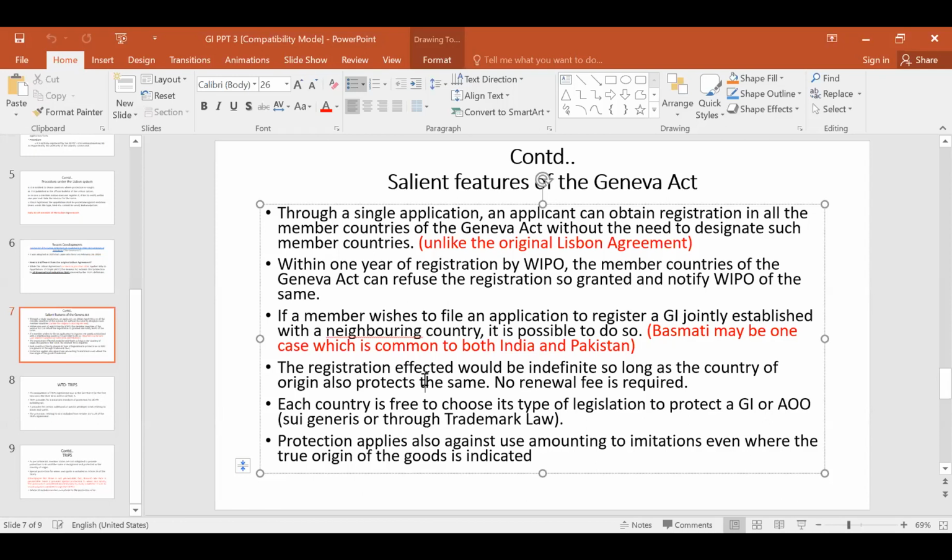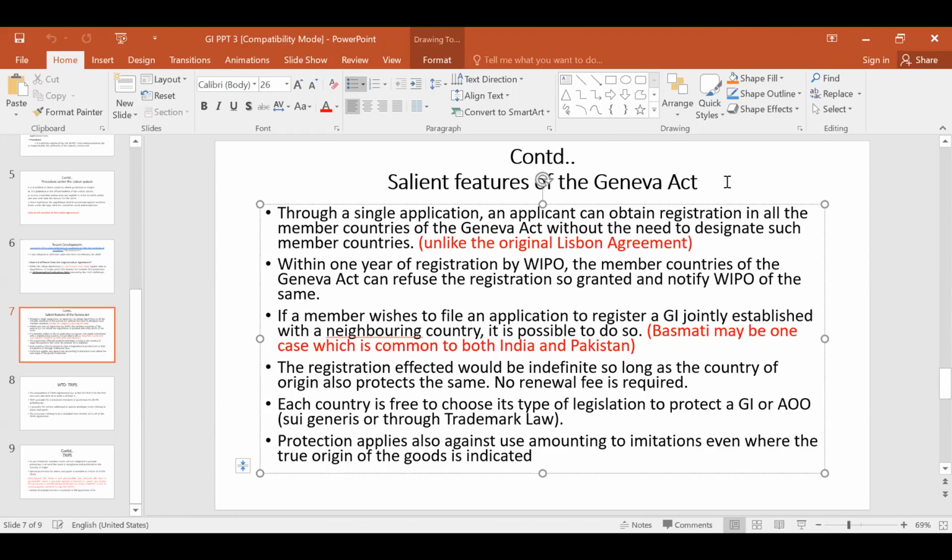Now, the other thing, the registration will be given for indefinite time. There is no renewal fee required, as is the case with the other GI mechanisms. And every country is free to choose its type of legislation to protect the GI or an appellation of origin. Now, as I told you, under the TRIPS Agreement also, there was no obligation that to protect GI, you need to bring a sui generis legislation. You could even offer protection to GI under your trademark mechanism.